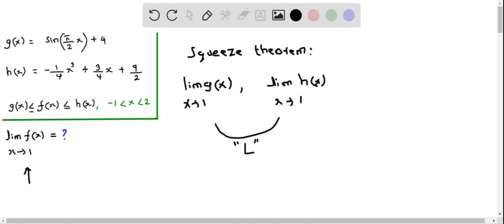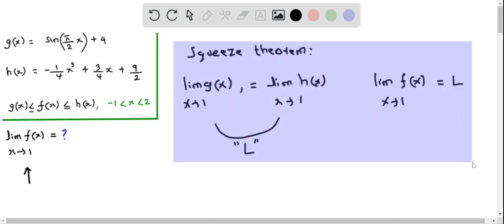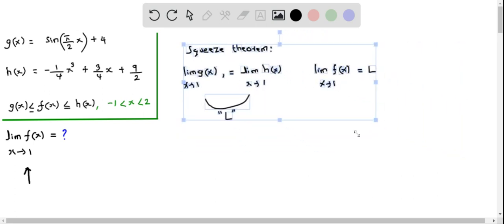Let's say the values of these two limits are equal to each other, L. Then we can say that according to the squeeze theorem, the limit of f of x as x approaches 1 is also L. This is according to the squeeze theorem. So this is what we are going to do now. So let's start to find the first limit. That is, I'm going to determine this limit. So let me do that.